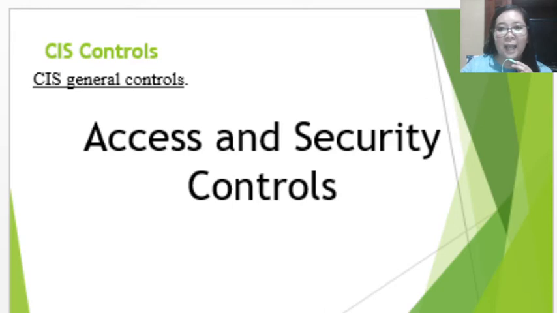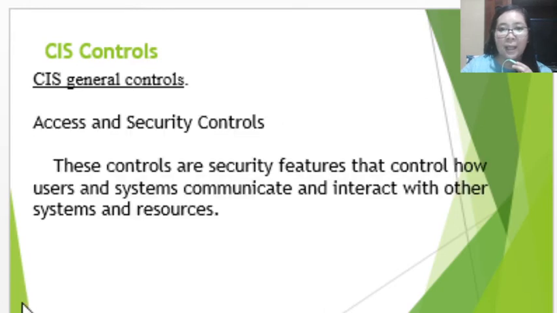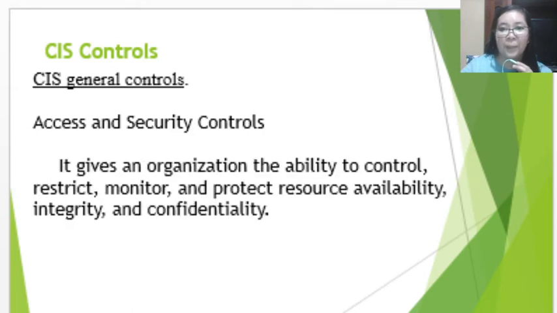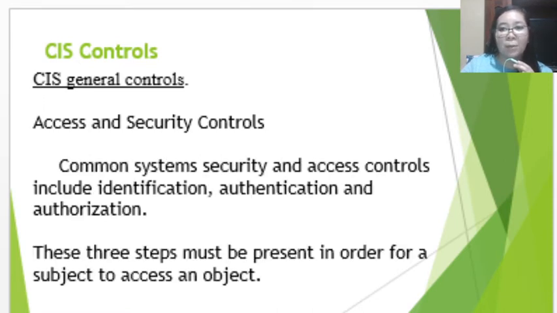Next is for the access and security controls. So these controls, on the other hand, are security features that control how users and the system communicate and interact with each system and resources. So it will give the organization the ability to control, restrict, or monitor and even protect resource availability, integrity, and confidentiality. So this is the purpose of our access and security controls. The common system security controls include identification, authentication, and authorization. So these are the common types.